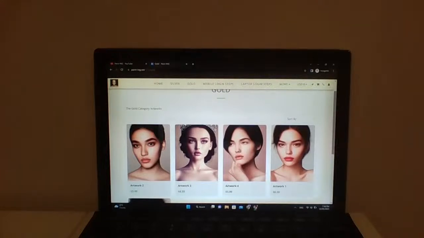But artworks in the gold category are a bit more expensive than the ones in the silver category, but not by much.